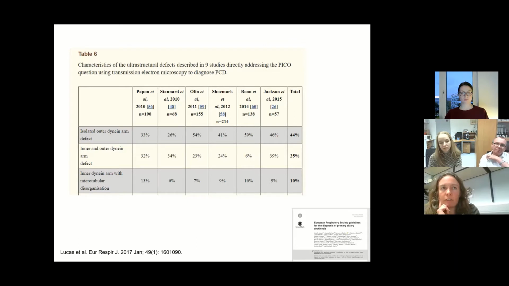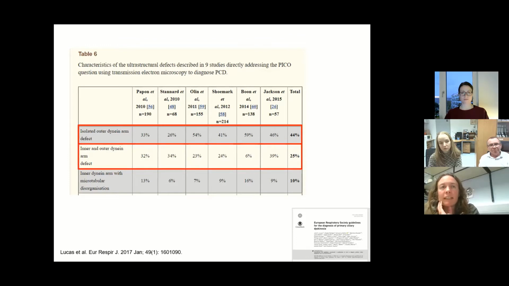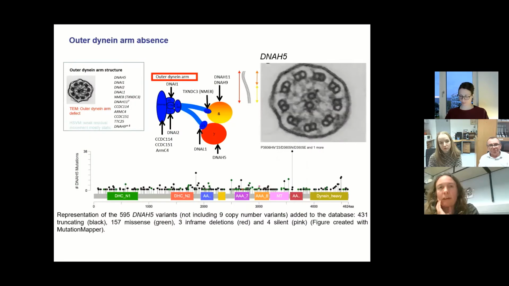And out of those, 6 or 9 of those studies had included what the ultrastructural defects were. So that's what this table is essentially, is telling us what the most common electron microscopy defects are in some of the larger cohorts of patients with PCD that have been reported to date. So the most popular or the most common is the outer dynein arm defect, and so I'll go on to talk about that one next.